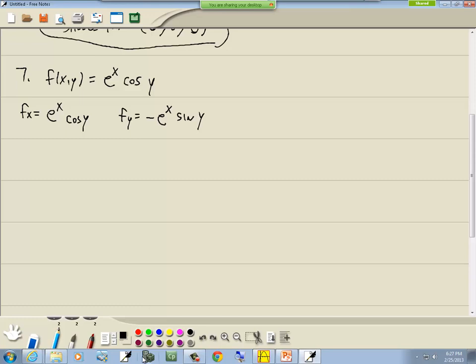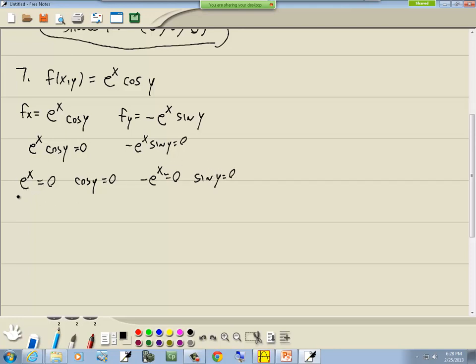Now we're going to set these equal to 0. e to the x cosine y is equal to 0, and negative e to the x sine y is equal to 0. Here we have something factored, a product, this times this. So, using the zero factor property from college algebra, we can set each one of them equal to 0. I'll set e to the x equal to 0 and cosine y equal to 0. Over here, I'll do the same thing: negative e to the x equals 0 and sine y is equal to 0.